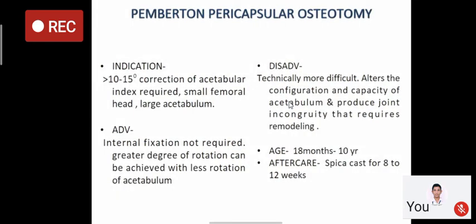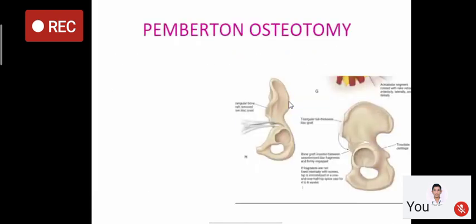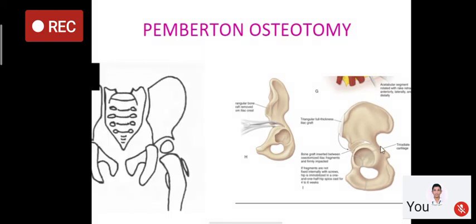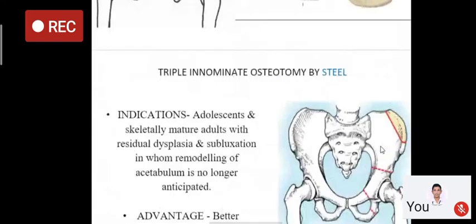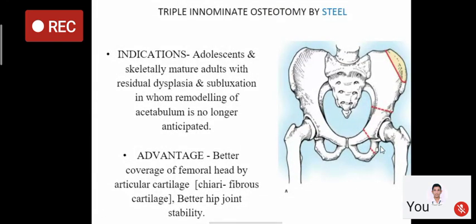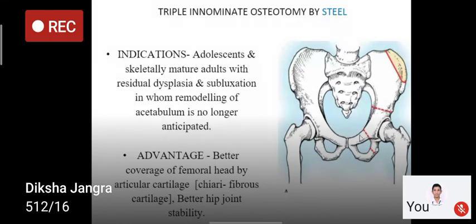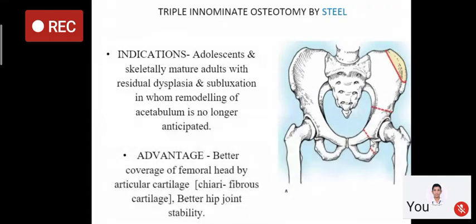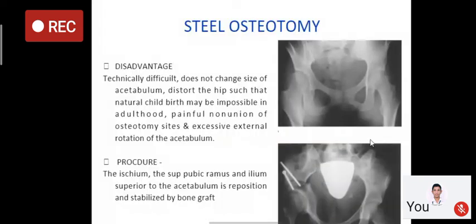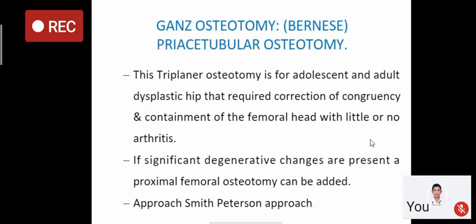Pemberton, pericapsular. Pemberton osteotomy around the attachment of the capsule. Then triple osteotomy. You make 3 cuts around the acetabulum: ilium, ischium, and pubis. Cut them and reorient the acetabulum. This is the Steel osteotomy, and fix it with screws. Then Ganz osteotomy, periacetabular Ganz osteotomy.